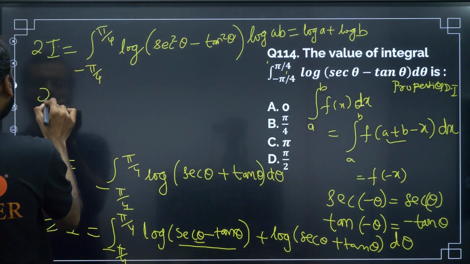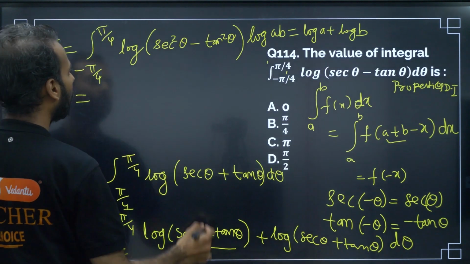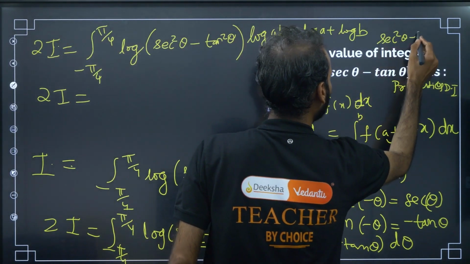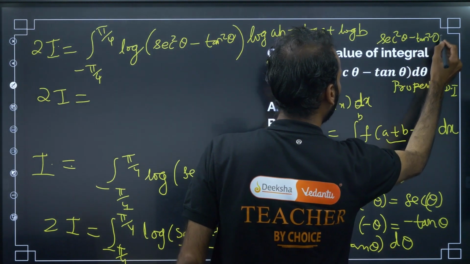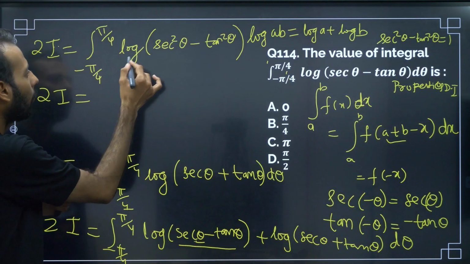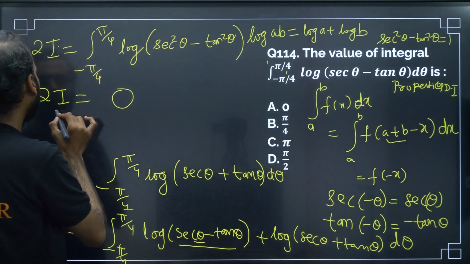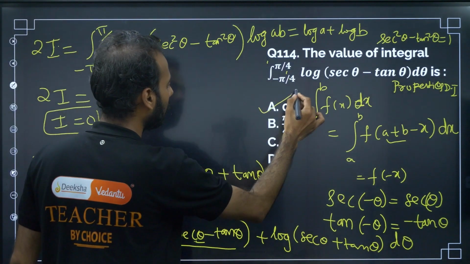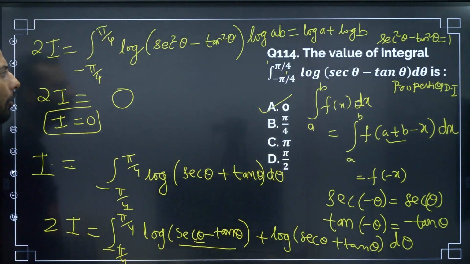Now the moment you see secant square theta minus tan square theta, it is equal to 1, the third trigonometric identity. So log 1 is 0. So I is equal to 0. The answer is 0. Going to the next question.